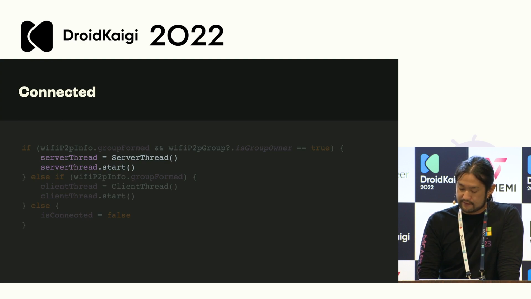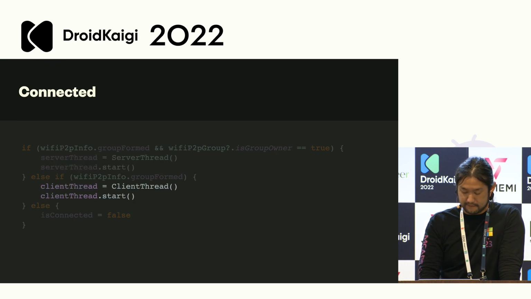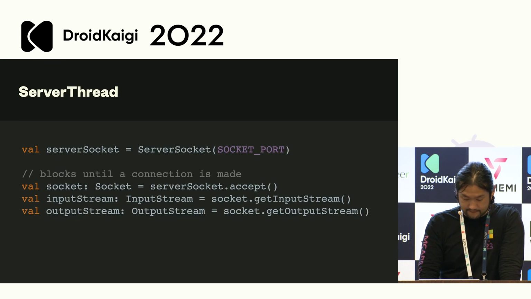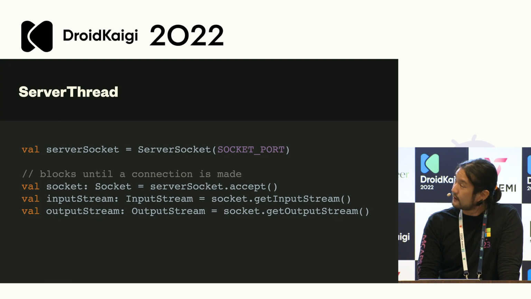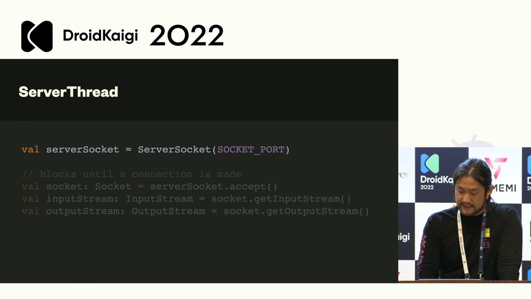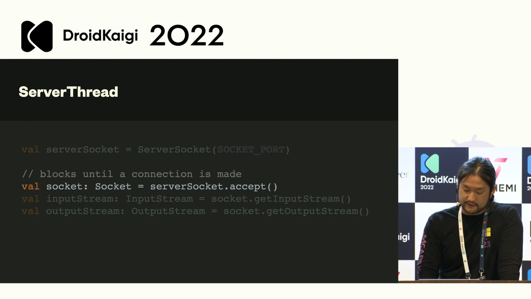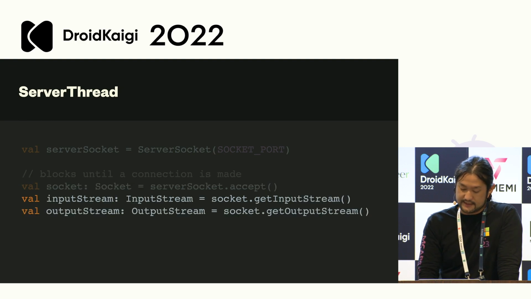The server thread and client thread classes will be explained now. First is the group owner side. Create a server socket with any port number. Any number will do. The next is the most important part. The server side that called server socket accept will block until the other party connects. When the other party completes the connection, the gate opens and you get your lovely input stream and output stream.